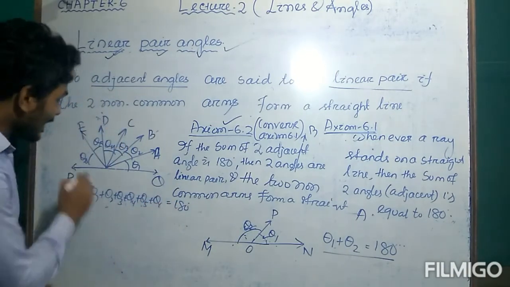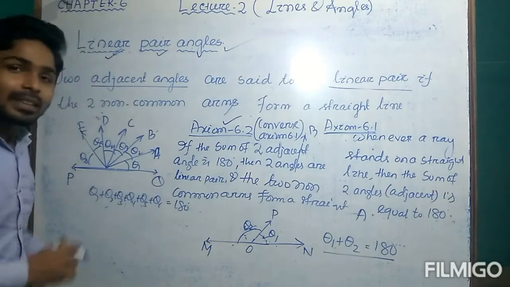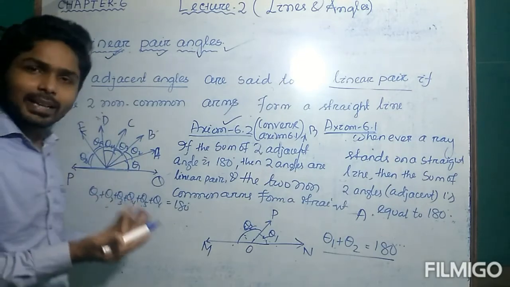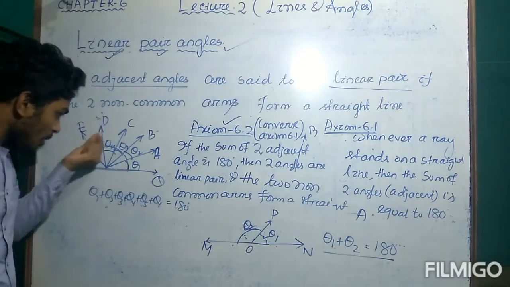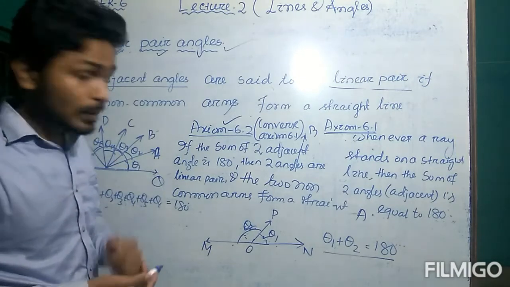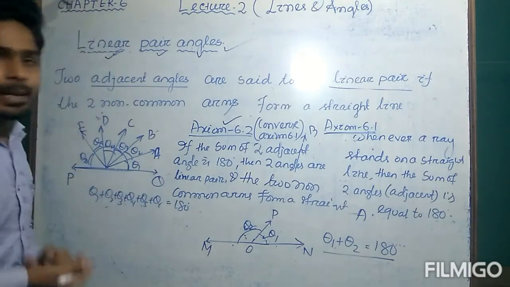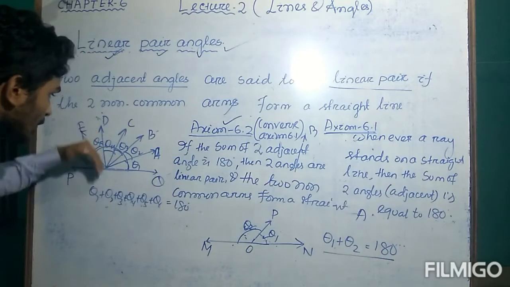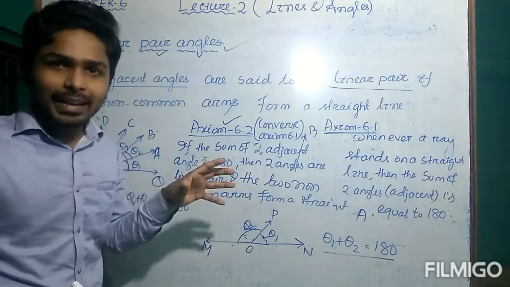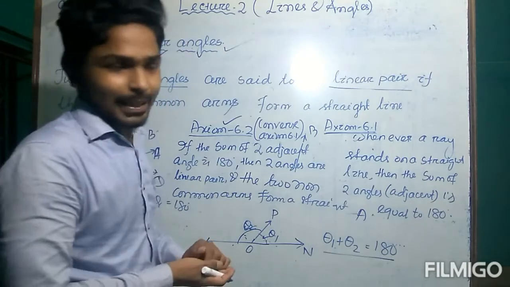The reason is that they all form a straight angle. It is a straight line. The total angle is equal to 180 degree. Hence, the sum of all the angles formed on this straight line is equal to 180 degree. So here we get a conclusion that if an infinite number of rays lie on a straight line, then the sum of all the angles is equal to 180 degree.